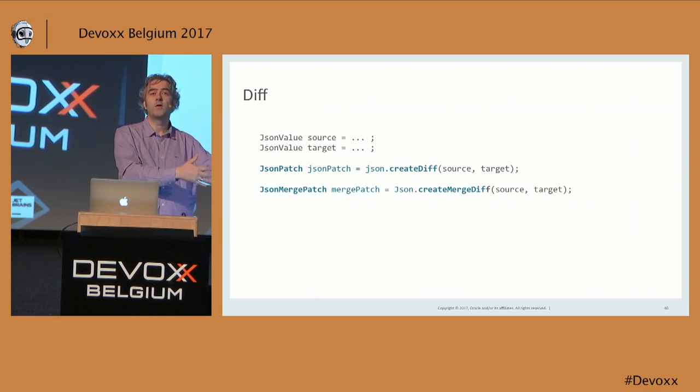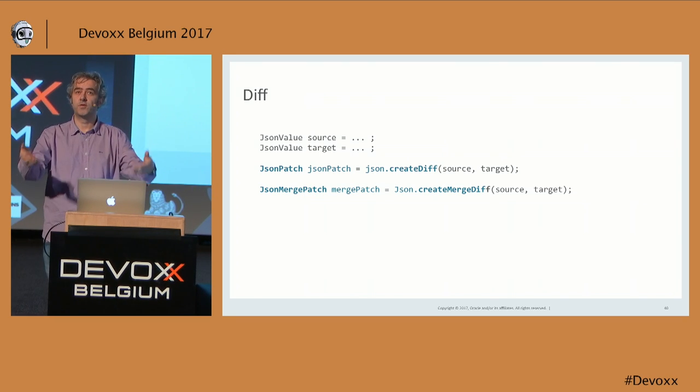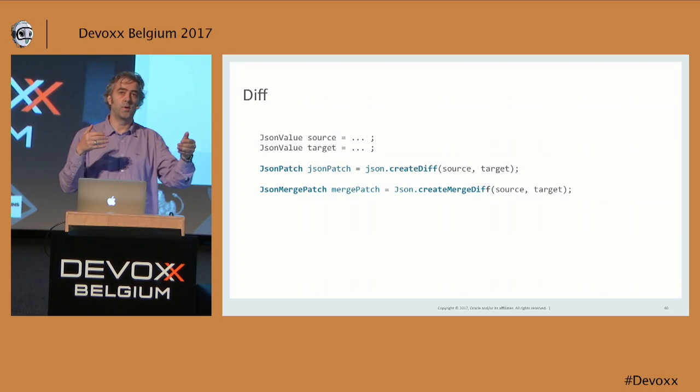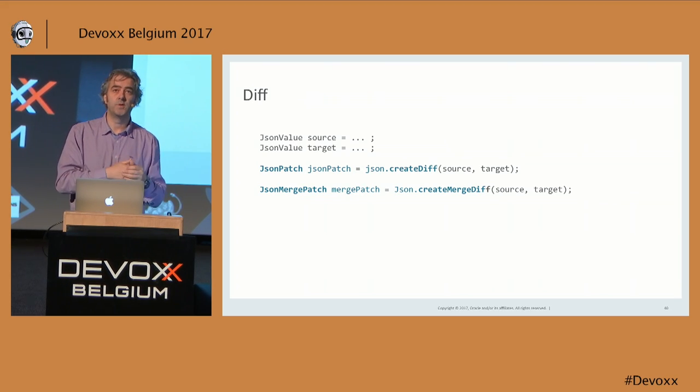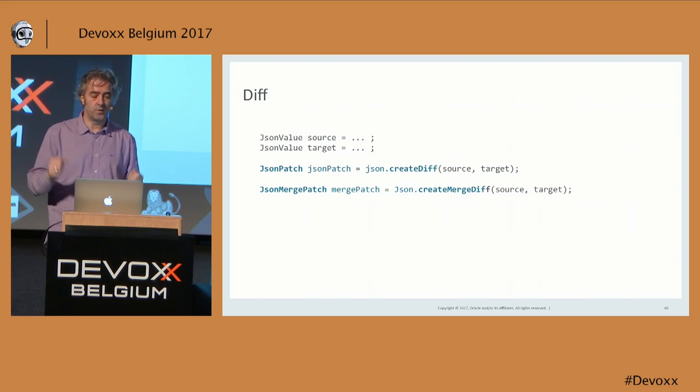So we have these two ways of modifying a JSON document, but the nice thing about JSON-P 1.1 is that we also have the reverse operation. We have the diff operation to compare two documents, and what we get in return is a JSON patch or a merge patch that describes the difference between the two documents.